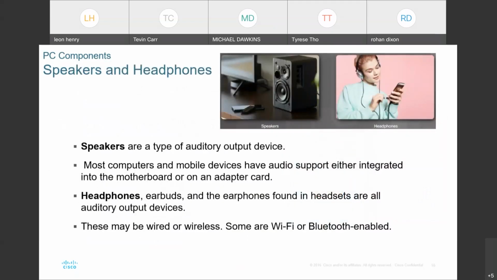Speakers and headphones. Speakers are a type of auditory output device. And we know what that means. We know what they are, where you send out audio from your input device into your speaker. All right. So most computers and mobile devices have audio support either integrated into the motherboard or on an adapter card. Then you have the headphones, earbuds and earphones. These are found in headsets. And they are all auditory output devices. They do the same thing as a speaker.